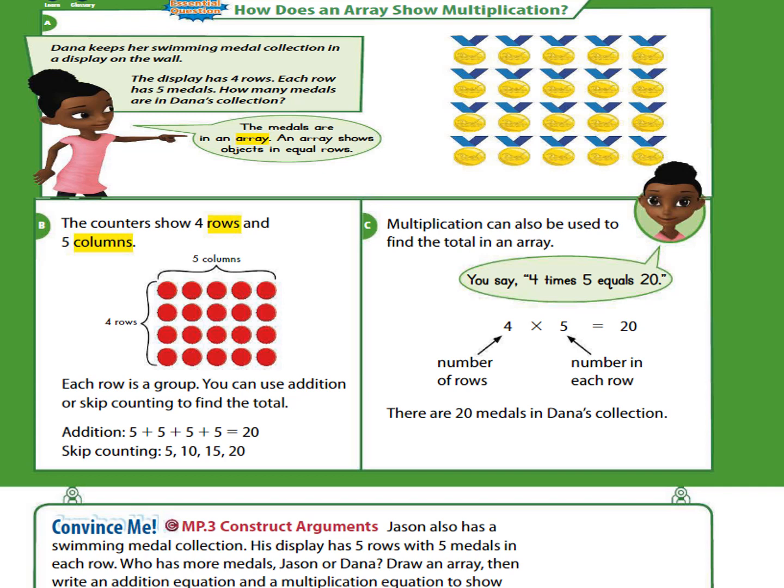Now draw an array using circles or counters. The array has 5 rows of 5. Write the equations. Use the addition equation: 5 plus 5 plus 5 plus 5 plus 5. Count by 5 and tell me, the sum will be? Amazing! 25. Then write the multiplication equation. 5 multiplied by 5 equals 25.